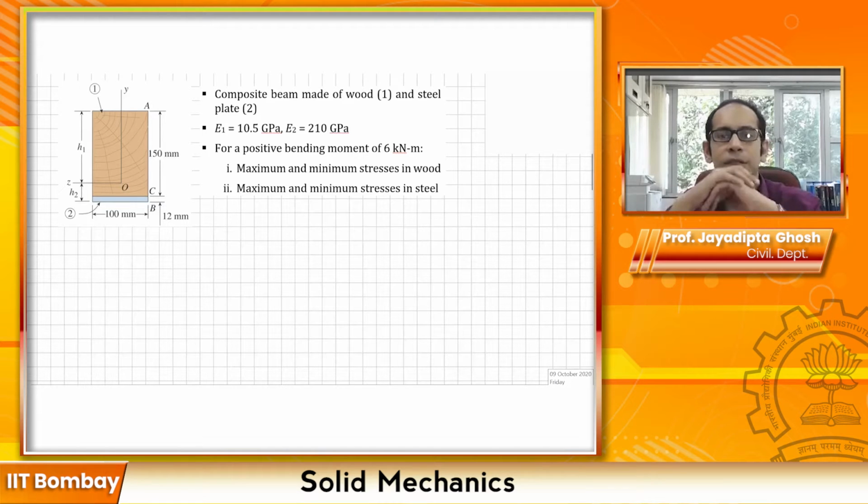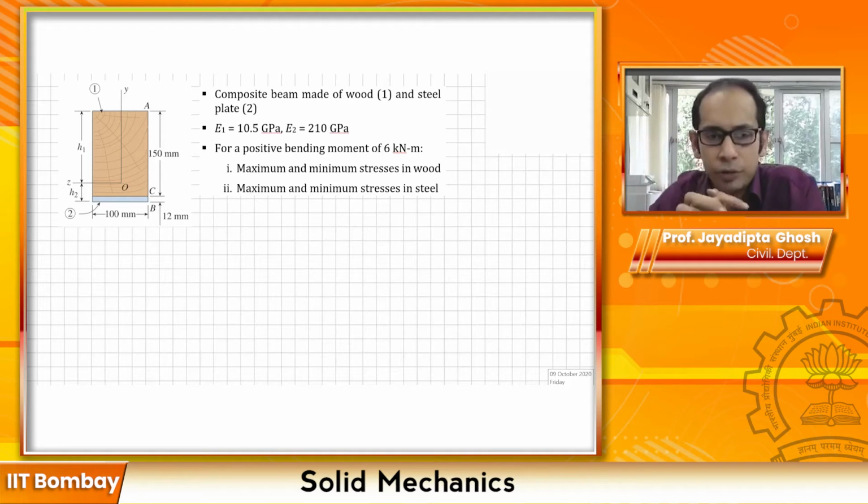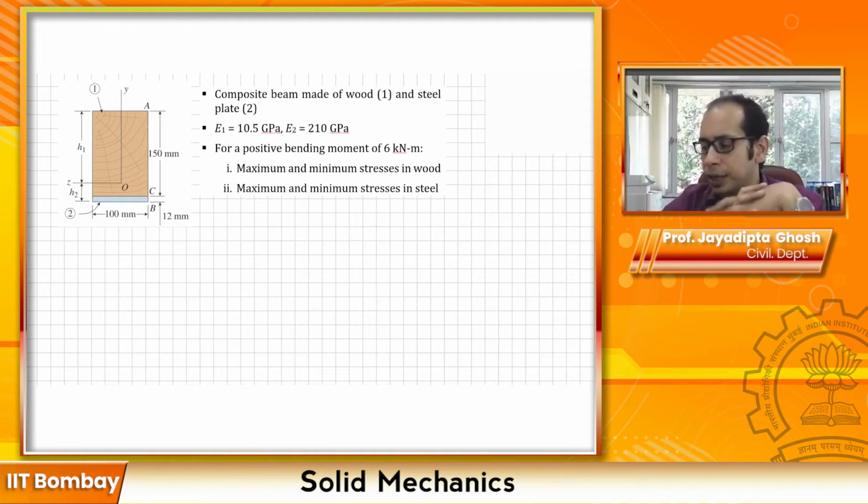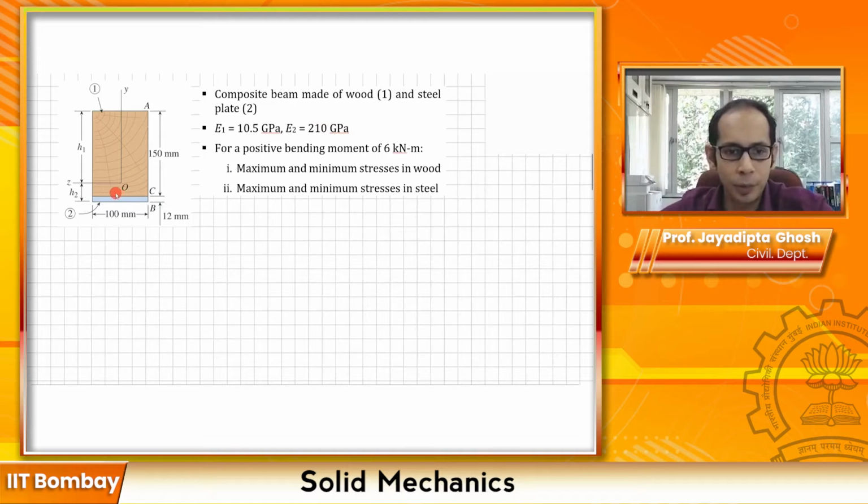So this application example, as you can see on your screen already, has a composite beam made of two different materials. The top part is material 1, which is wood, and at the bottom you have a smallish steel plate of 12 thickness, and the height of the wood is 150. What you are also given are the modulus of elasticity, and now you know why you are given this, because you have to calculate the modular ratio n, right?